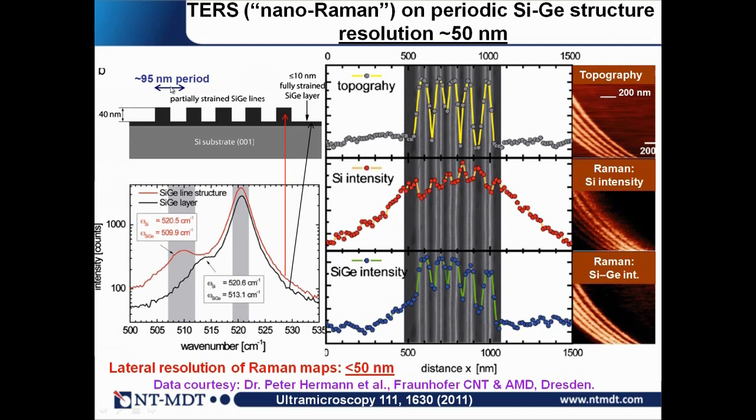Nevertheless, with tip-enhanced Raman spectroscopy imaging, here is a Raman of silicon intensity band and a Raman of silicon germanium intensity band and the corresponding topography image, so the structure can be easily resolved, and the resolution estimation is about 50 nanometers. Moreover, point spectroscopy at different areas of the layer, the thick area and the thin area, shows different Raman positions of the silicon germanium band, and that corresponds to different stress states of the crystal lattice.